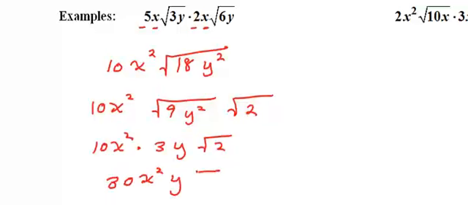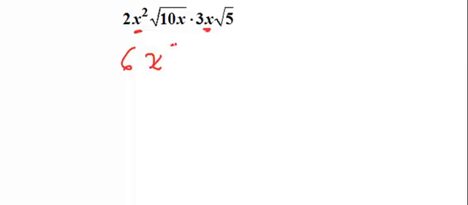Okay, again, let's push together the number part, the numerical part, so we have 2 times 3 is 6. Let's push together these variables out front. x squared times x gives us x cubed. And now we're going to multiply our square roots, and we get the square root of 10x times 5. Well, that's 50x.